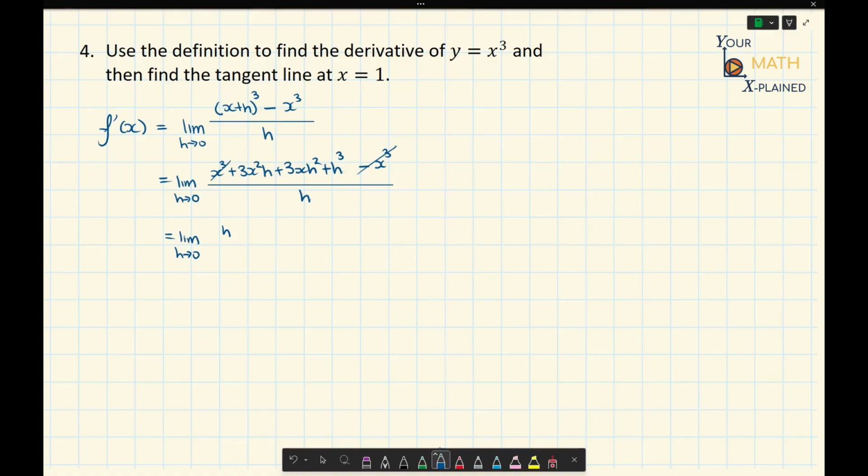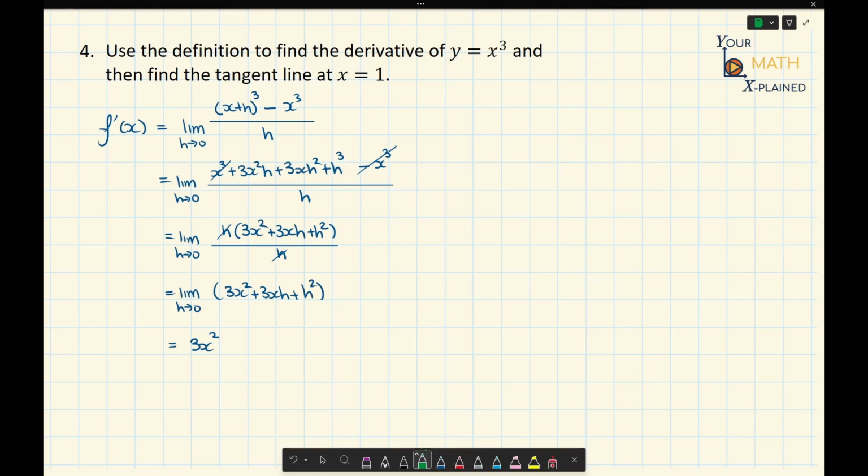So we get h times 3x squared plus 3xh plus h squared. And then we still have our denominator, which is h. But now we can cancel out the h in the numerator and the h in the denominator. So we get the limit as h approaches 0 of 3x squared plus 3xh plus h squared. And now this is going to allow us to do a direct substitution because we're no longer dividing by 0. So once we substitute in h is equal to 0, we end up with 3x squared.